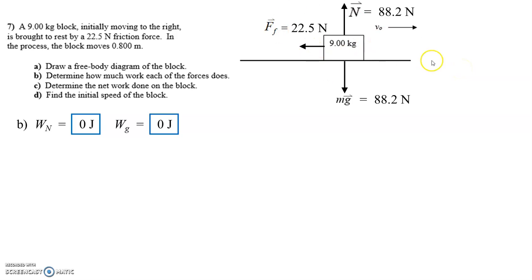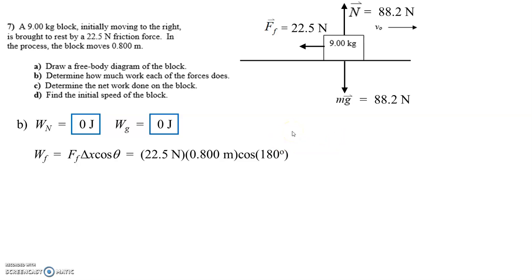So the only thing doing work here is the force of friction. What angle are we looking at there? Well, it's moving to the right. Friction points to the left. That's an angle of 180 degrees. So we've got force of friction, delta x cosine theta. Force of friction is given. Displacement's given. Here's our cosine of the angle.